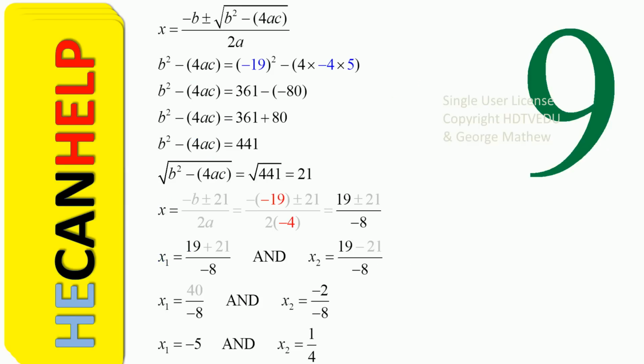If we go by the quadratic formula, this is what we do. Minus b plus or minus square root of b squared minus 4ac divided by 2a. Substitute for b, negative 19. Substitute for a, negative 4. Substitute for c, positive 5. And do the algebra, and you get the same solutions. So what is our solution set? Negative 5, 1 over 4.